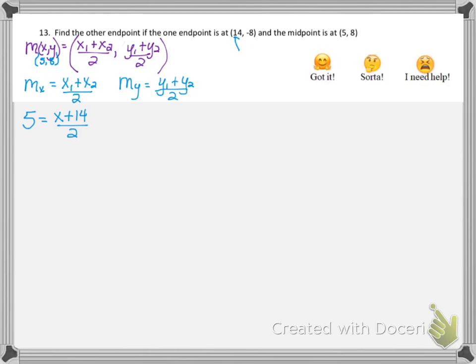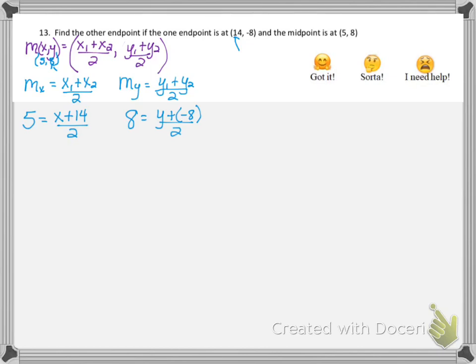Now the midpoint for my y is going to be 8. So that's what I'm going to substitute. The y1 and y2 are the endpoints. We only know one of them. And one of them ends up being, let's see, I had to look at it, but it's negative 8. And so we divide it by 2.